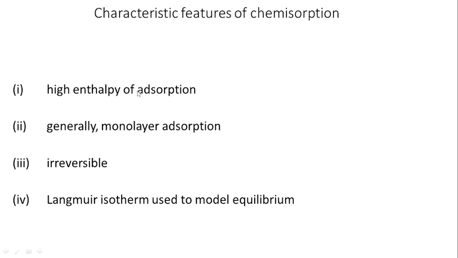Let's see what are the characteristic features of chemisorption. Chemisorption involves high enthalpy of adsorption. Generally monolayer adsorption is seen in chemisorption, and chemisorption is irreversible in nature, and Langmuir isotherm is used to model equilibrium.